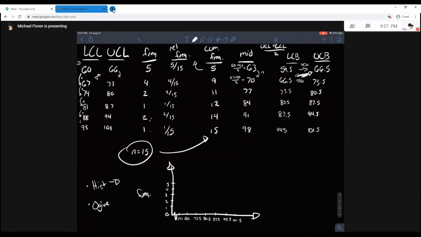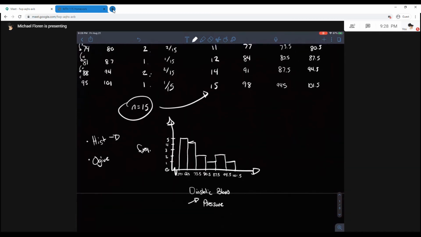Okay, and then I just draw my bars up to the appropriate height. So for this first one, the appropriate height is going to be 5. So I go up 1, 2, 3, 4, 5. For the next bar, remember it's connecting because this is continuous data and I'm reflecting that. It's going to go up to 4 and it's going to stay connected. The next bar is going to go up to 2 and it's going to stay connected. The next bar is going to go up to 1 and it's going to stay connected. Then 2 and then 1. And this is my regular old histogram for my diastolic blood pressure.